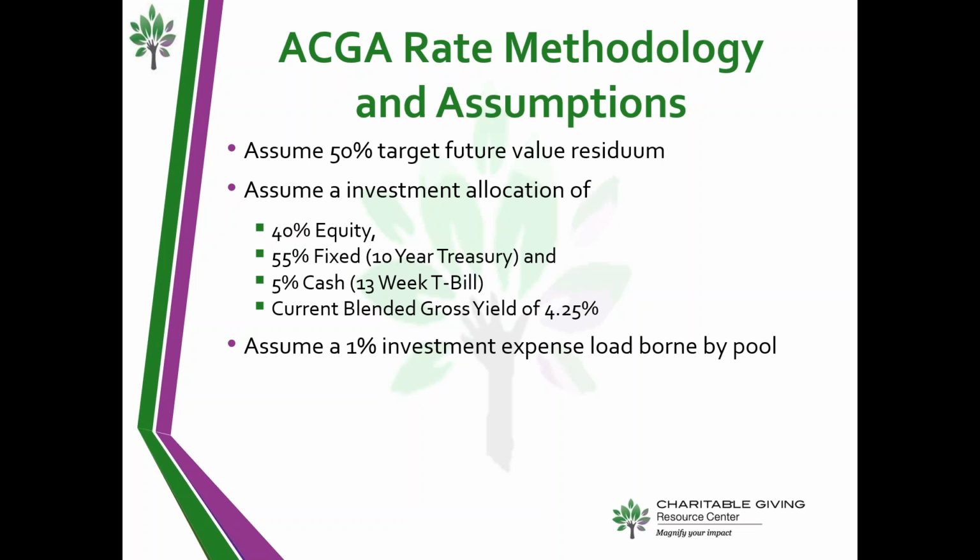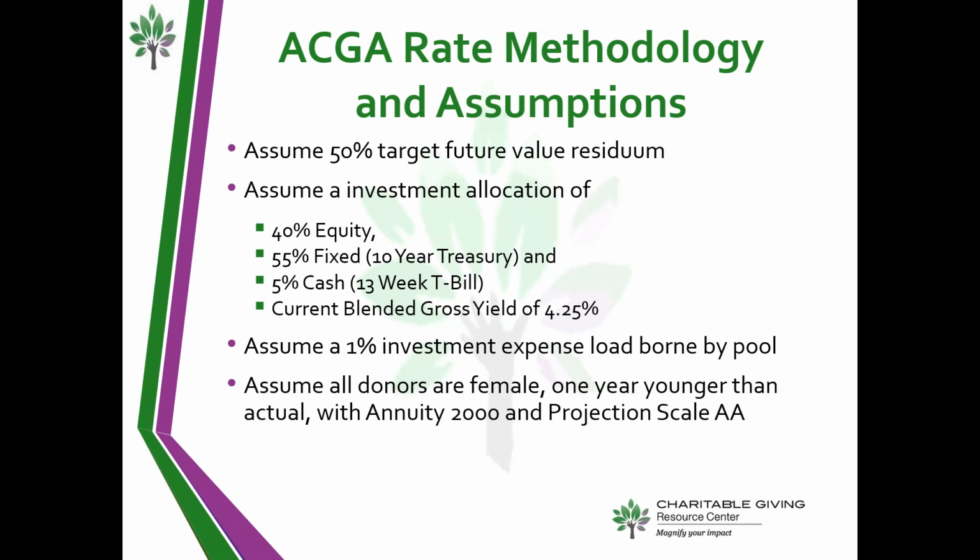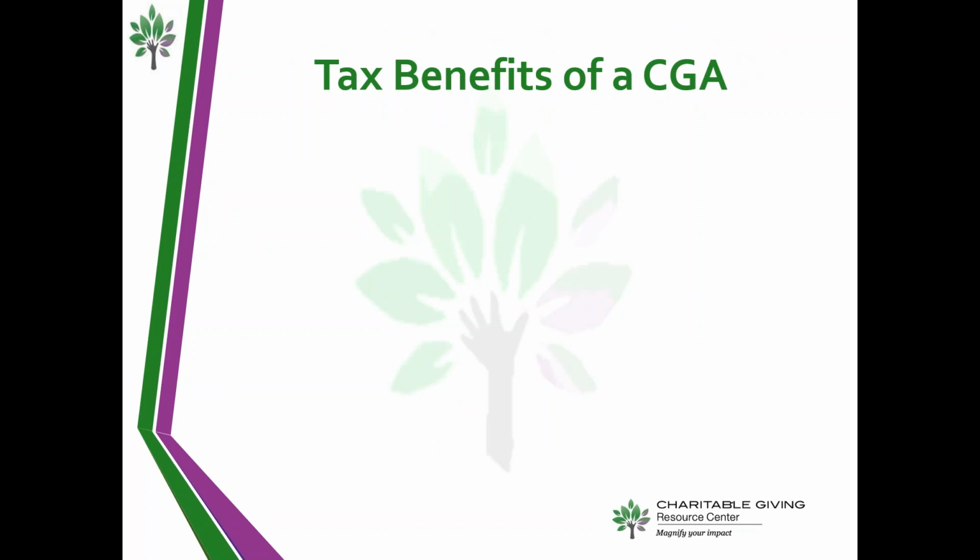So obviously, if we're paying out 9% to a 90-year-old and we're earning 4.25%, we're going to be dipping into principal, but that's assumed in the calculation of these rates by the ACGA. They're also assuming a 1% investment load borne by the pool, and then there's also an allowance for additional expenses for doing the administration and actually running your CGA pool. They assume all donors are female, a year younger than actual, with the Annuity 2000 projection scale AA. Those are technical terms used by actuaries to produce these payout rates. We also are assuming that the payments are made quarterly at the end of each quarter. So that's how the ACGA puts out the rates.